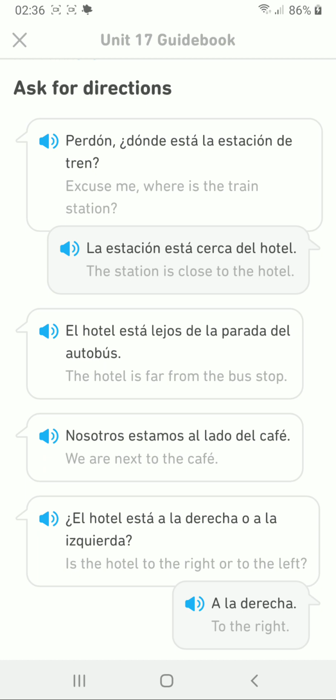So, la estación está cerca del parque. So, here what is interesting is del, which is a new preposition, but cerca means close. Now we have el hotel está lejos. So cerca means near, close, but lejos means far. The hotel is far from the bus stop. So el hotel está lejos de la parada del autobús.